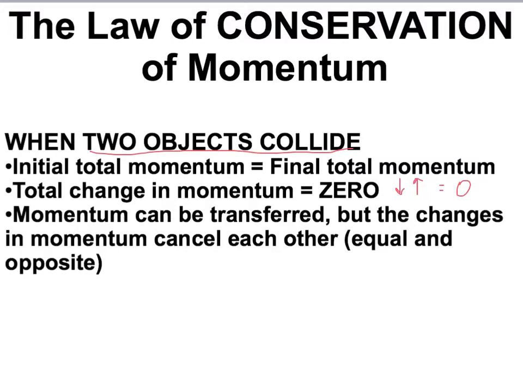Now in a system, momentum can be transferred from one object to another, but the changes in momentum are going to cancel each other out, because they're equal and opposite. So all of these statements are just different ways to talk about the law of conservation of momentum.